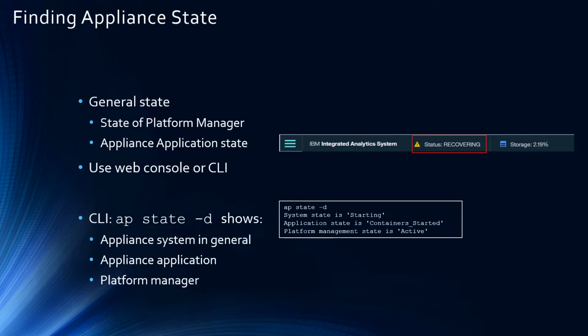The general state of IIAS is determined by the state of two components: one, Platform Manager, and two, Appliance Application. First, Platform Manager needs to be active and healthy for all applications to run properly. But it is possible Platform Manager is active, but an individual application may be down due to its own problem. You can find out the general status of the appliance from the main screen of the Web Console. Otherwise, you can use the CLI command apstate -d to find out the general state, application, and Platform Manager status.